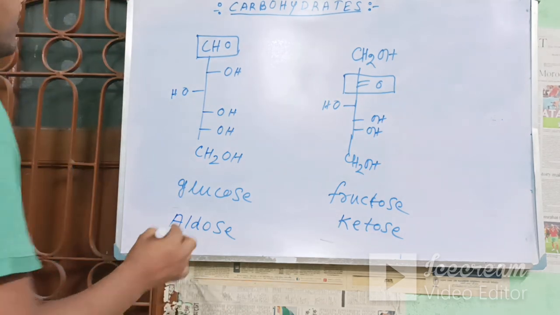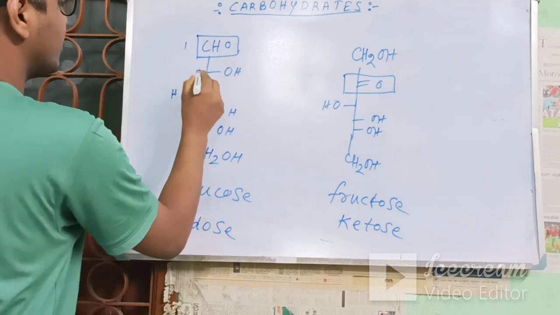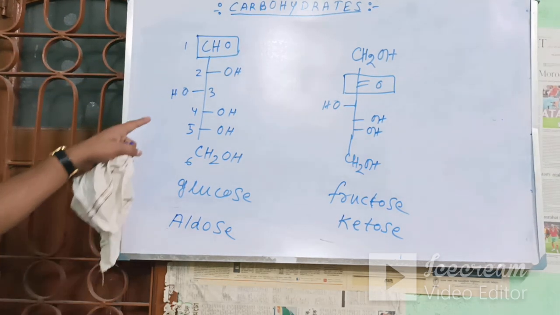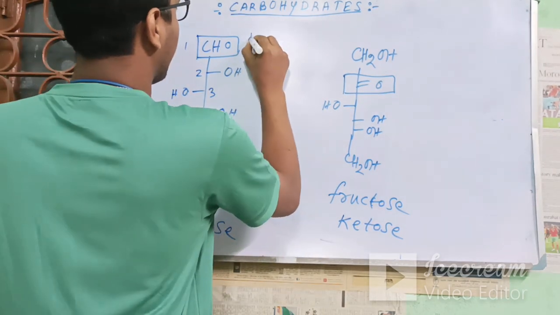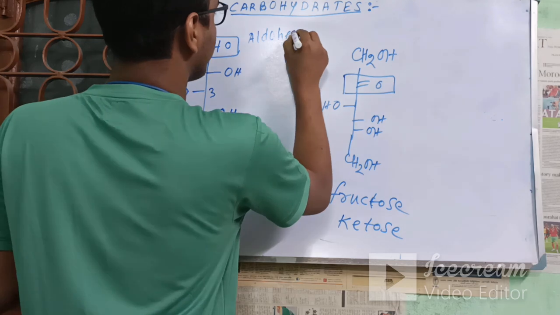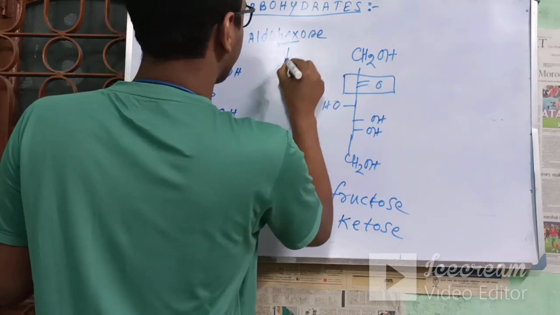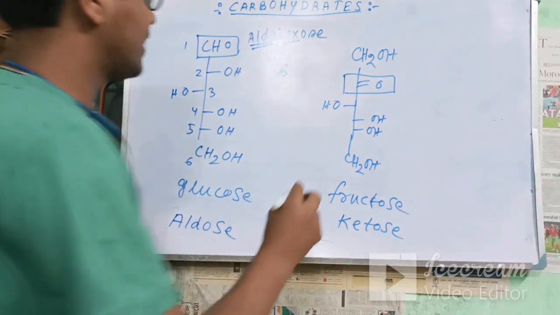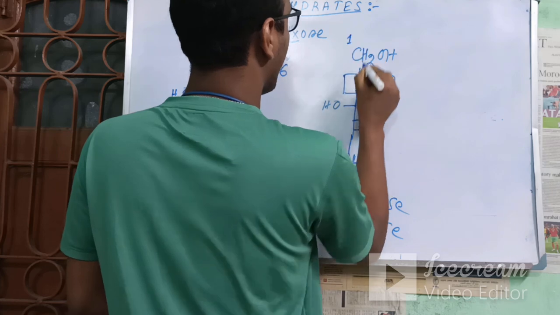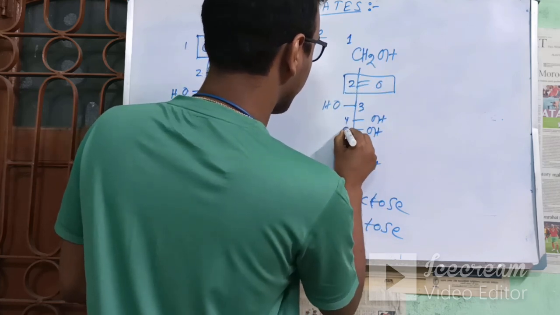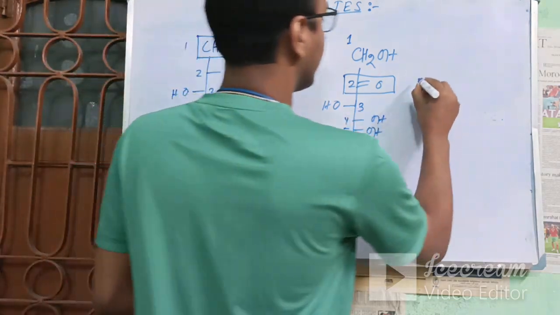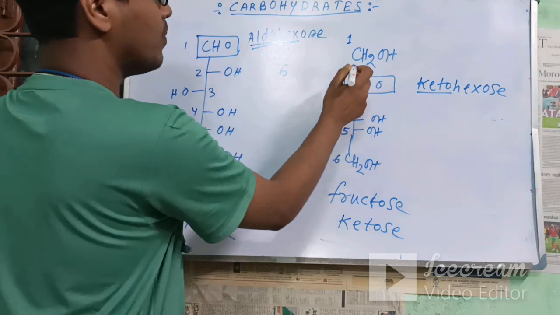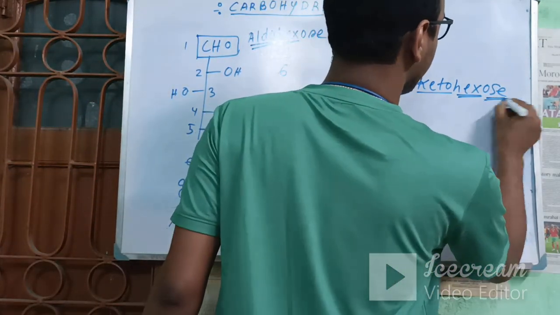See here the number of carbon atoms in the main chain: 1, 2, 3, 4, 5, and 6. Since 6 carbon atoms are there in the main chain, it is called the aldohexose. Hex means 6 carbon atoms are there, that's why it is called hexose. Aldo means the aldehyde group is there. Here also, how many carbon atoms are there? 1, 2, 3, 4, 5, and 6. 6 carbon atoms are there, so it is called the ketohexose. Why keto? Keto group is the functional group, hex means 6 carbon atoms, and ose means carbohydrate.